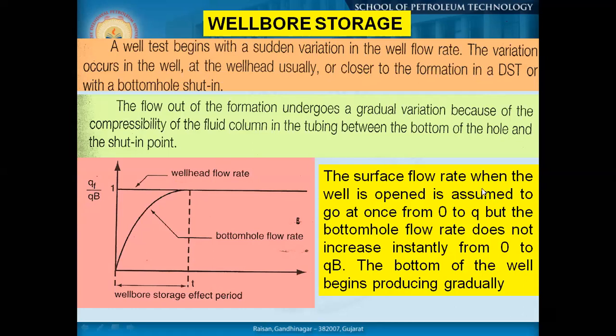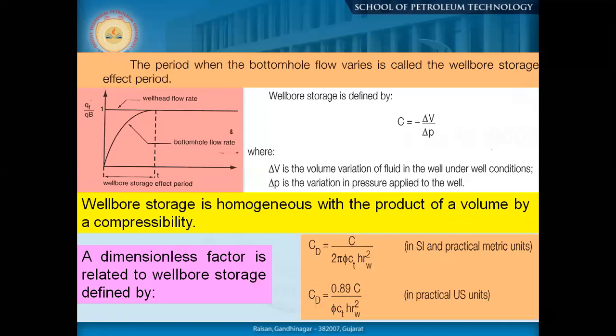The surface flow rate, when the well is opened, is assumed to go at once from 0 to Q, but the bottom hole flow rate does not increase instantly from 0 to Qb. The bottom of the well begins producing gradually, and that is why the sand phase is not effectively affected immediately. So how much do we consider? The period when bottom hole flow varies is called the wellbore storage effect period. That means you can see it right from the full value of your Q to the zero value. Sorry, from the zero value to this value, this is not affected.